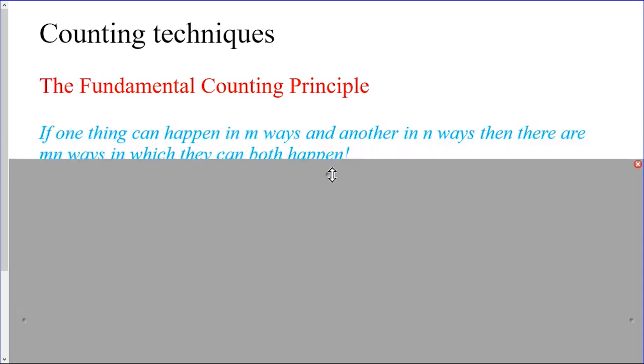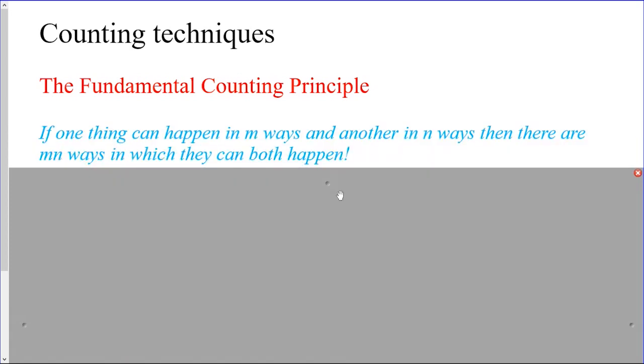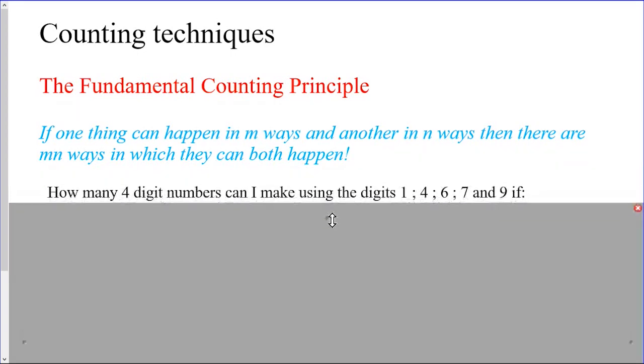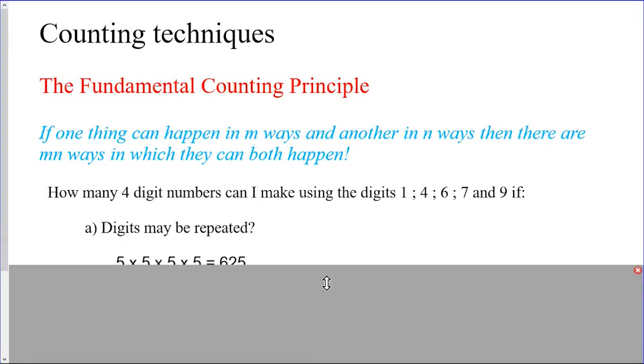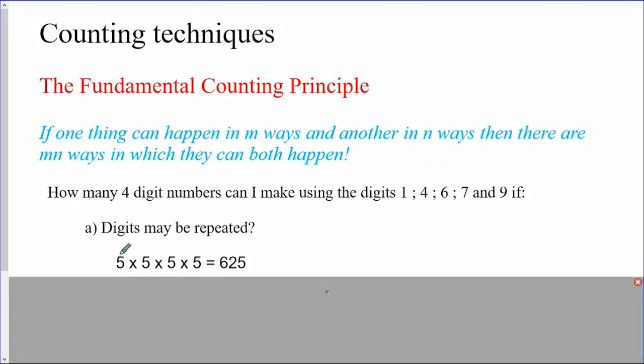And that says that if one thing can happen in m ways and another in n ways, then there are m times n ways in which they can both happen. So let's see how this plays out in an example. How many four-digit numbers can I make using the digits 1, 4, 6, 7, and 9 if digits may be repeated? Well, in the first place, I've got a choice of 5 digits that I could use. Again, 5, again, 5, and again, 5. And the fundamental counting principle basically says that I'm going to multiply those to get 625.